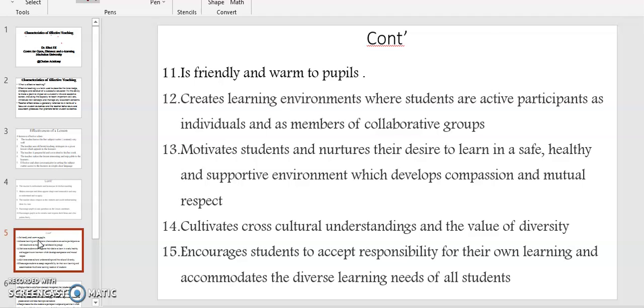At the same time, we can say lessons are effective when teachers create learning environments where students are active participants as individuals and as members of collaborative groups. It's also when teachers motivate students and nurture their desire to learn in a safe, healthy, and supportive environment which develops compassion and mutual respect.